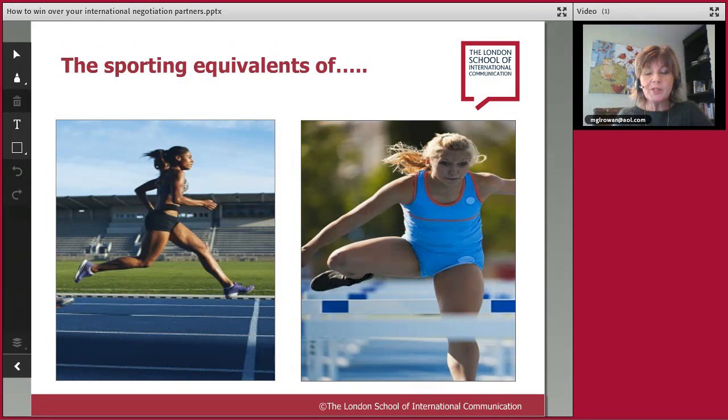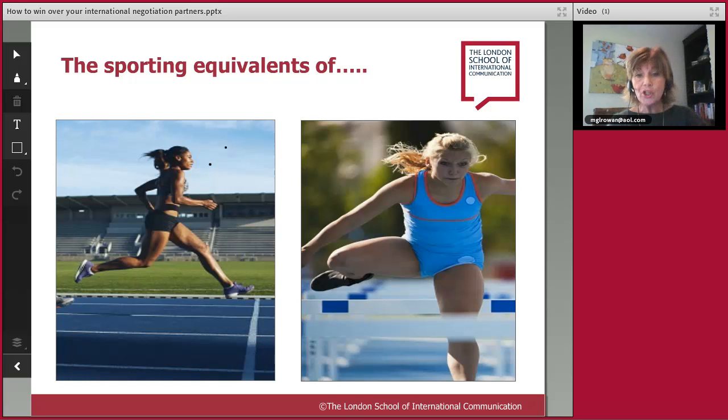If you wanted to put this into a sporting equivalent, the analogy would be that somebody who's focused on towards achieving a goal will tend to be looking for the finishing line. It's where am I going? How am I going to get there? And it's all about the end result. Somebody who is more focused on avoiding problems is a bit more like somebody running a race of hurdles. They can see the hurdles, the things they need to overcome to be able to get to this finish line.